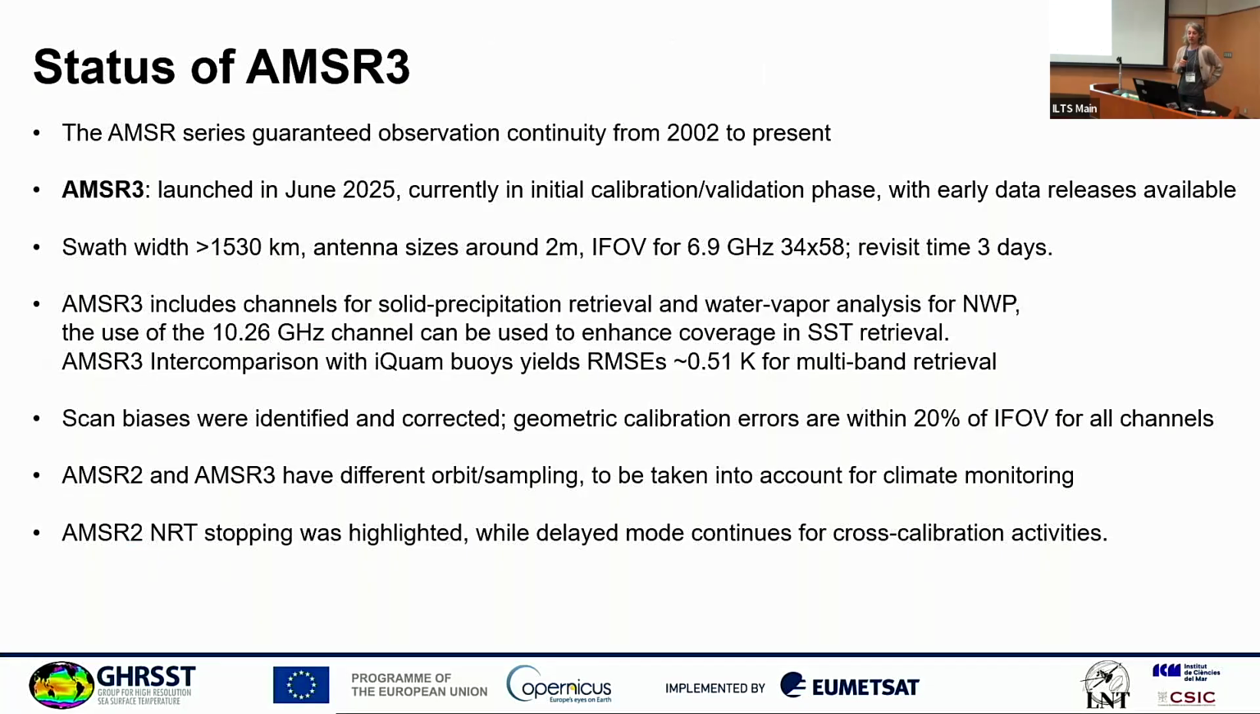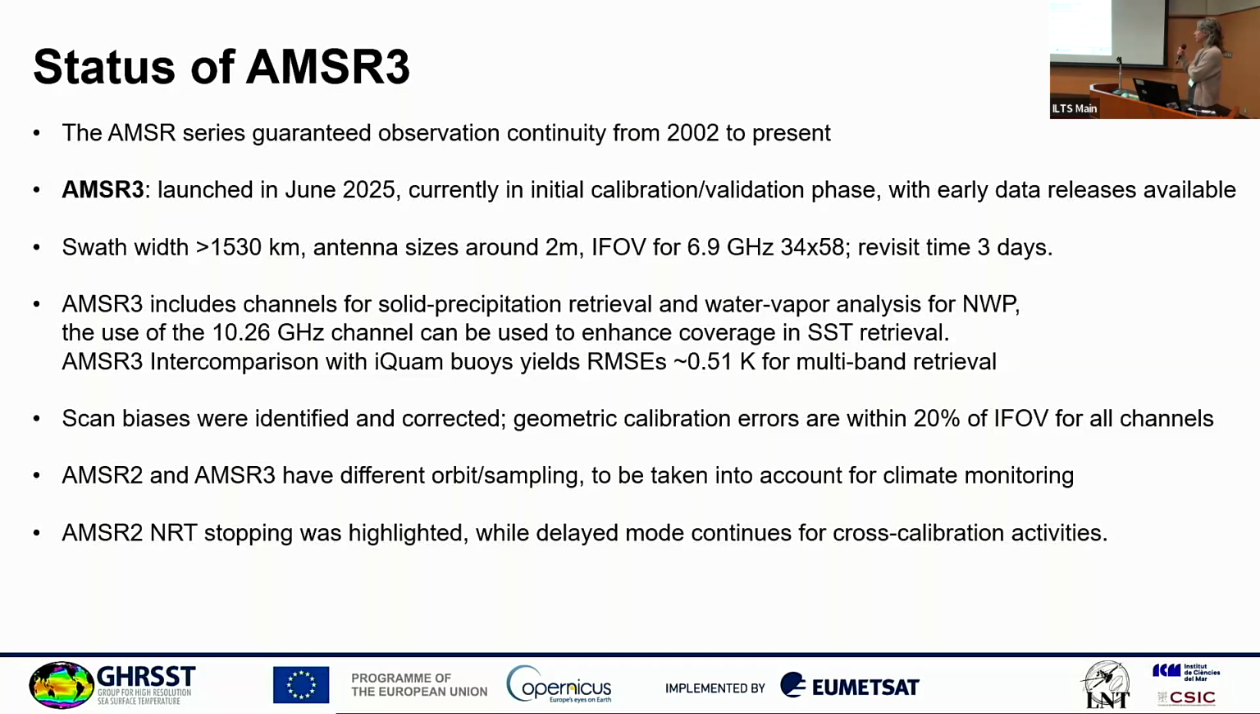Then we had the presentation on the status of AMSR3, that, of course, guarantees continued observations of passive microwave. The AMSR3 was launched in June 2025, and it's currently in the initial calibration and validation phase, with early data releases available. The swath width is a bit more than 1,500 kilometers. The antenna size is around 2 meters. Revisit time is around 3 days. It includes channels for solid precipitation retrieval and water vapor analysis for NWP.